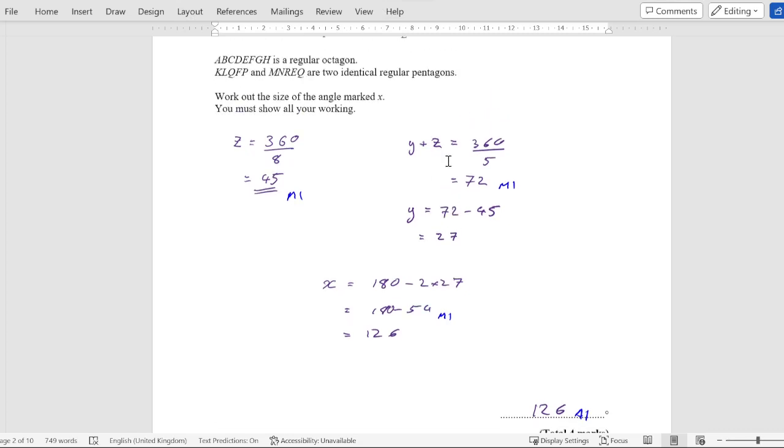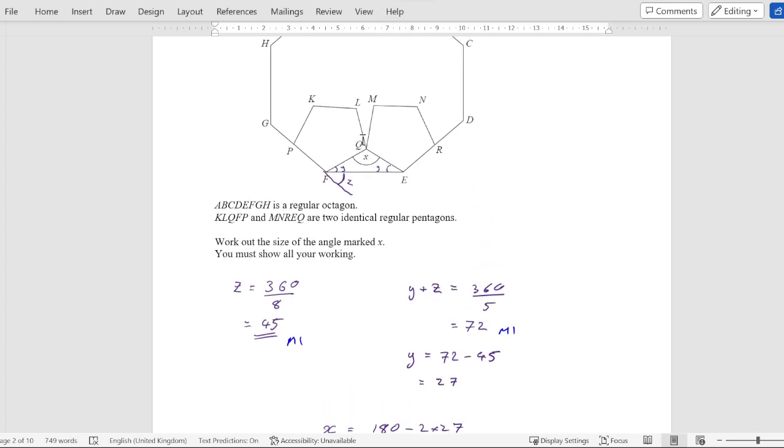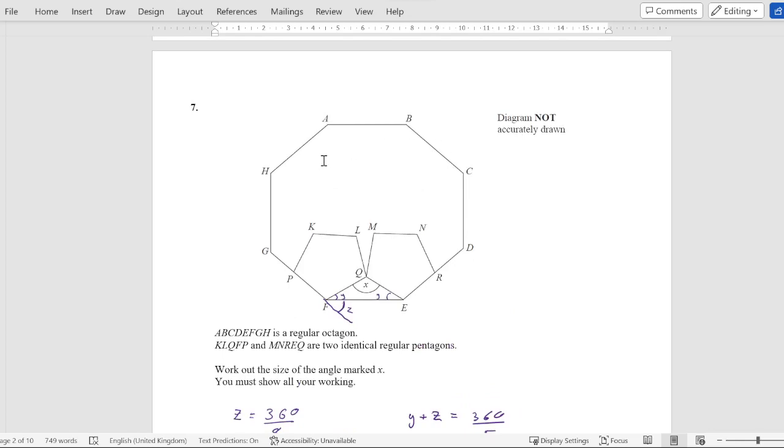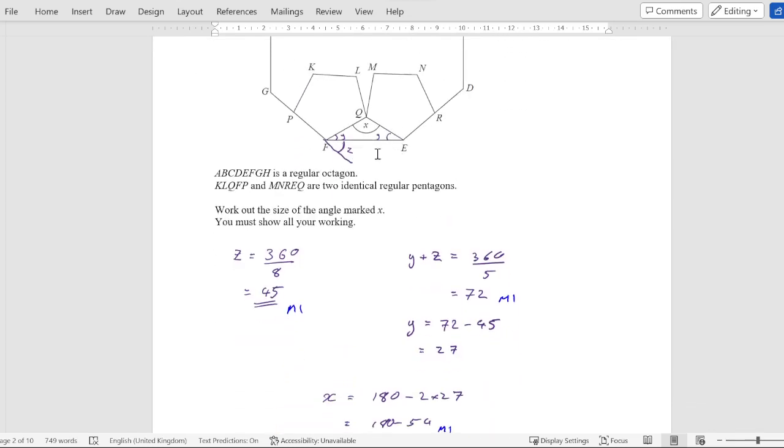I'm sure that there were other ways you could have done it. I saw a few people trying to work out the interior angle by doing 180 times by 3 for this one, and then 180 times by 6 for this one, and then they kind of got a bit lost. Working out the exterior angle is always the easier one to work out.